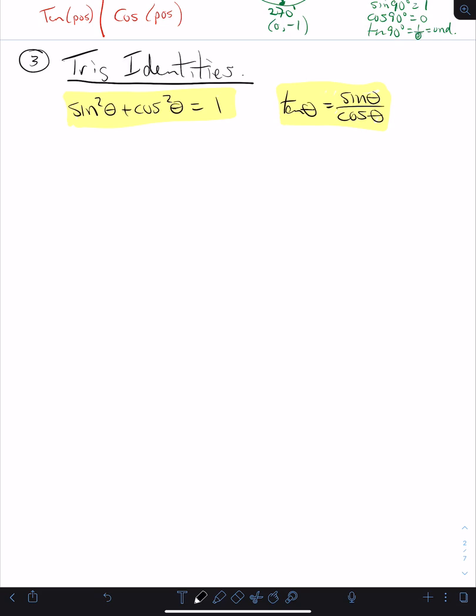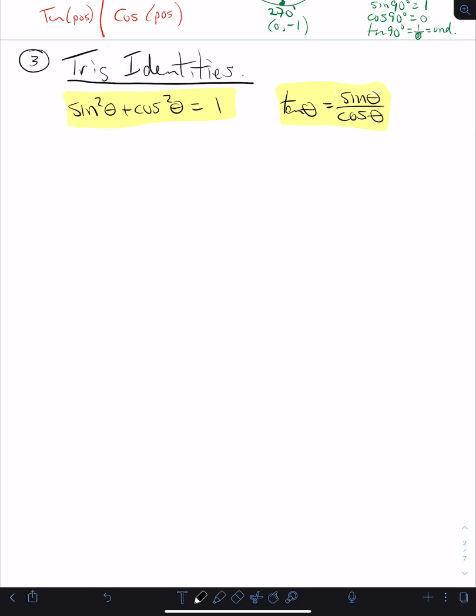Trig identities. In the old HL course, this used to be a month of stuff. Now they've boiled it down to 2 identities. So you'll be solving some equations, and sometimes you can clean it up. You can simplify it with identities.